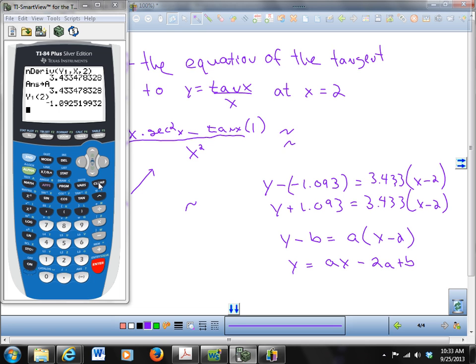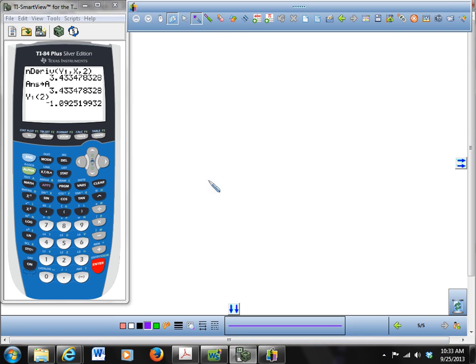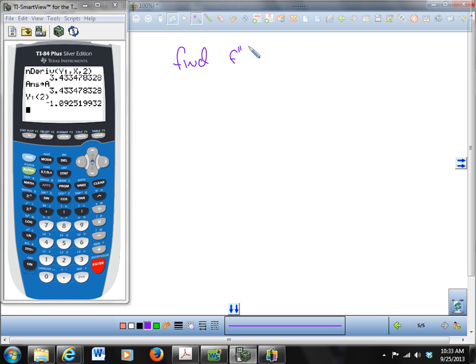Okay. And then last thing, and then I'm done. Oh, thank goodness. All right. So the last thing, find f double prime of x. Oh no. If f of x equals secant x. F of x equals secant of x.